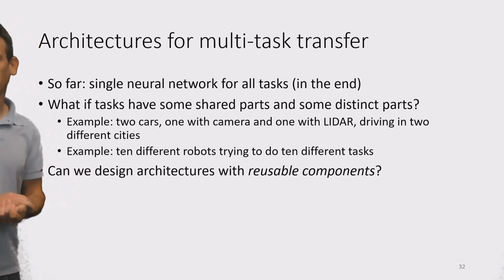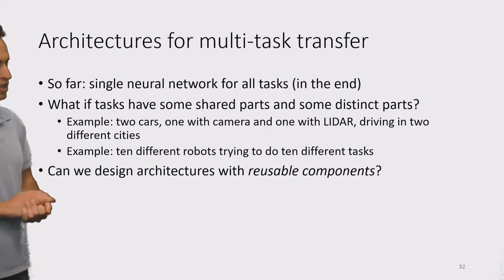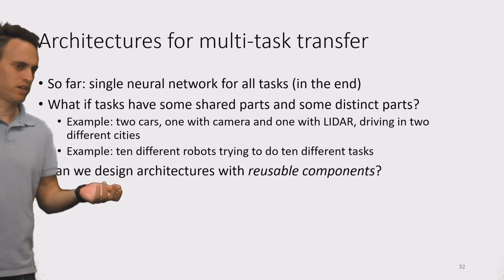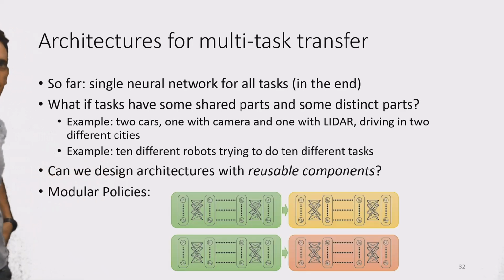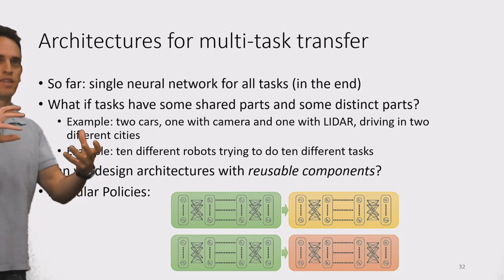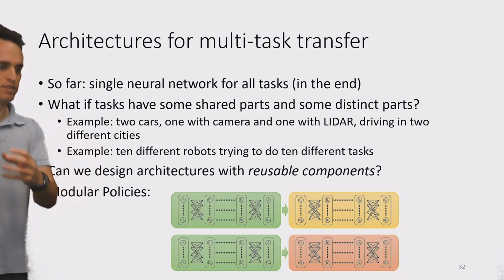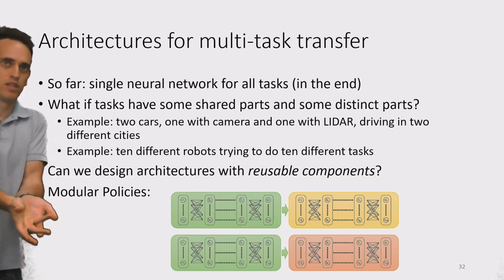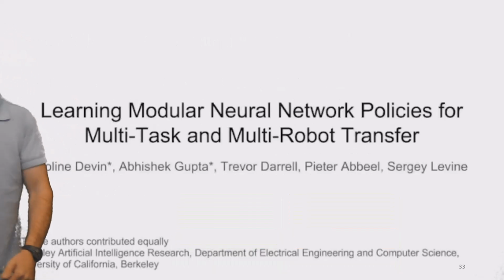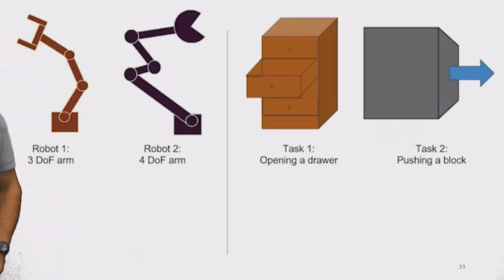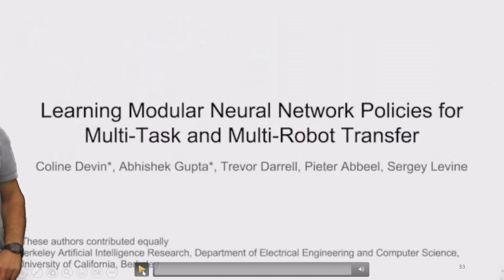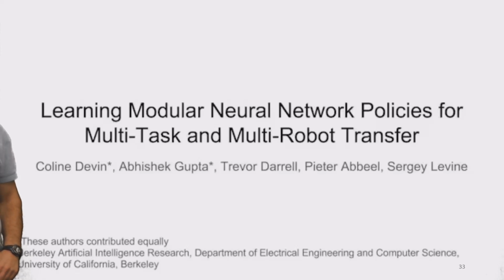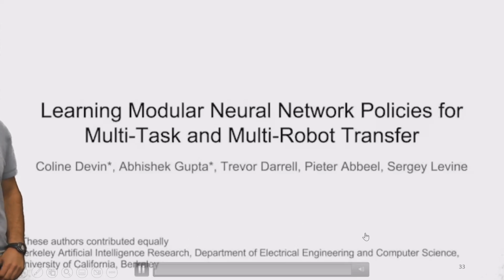So the question is, can we design architectures with reusable components that we can mix and match between the different tasks, the different robots, different cars, for instance, and stuff like that? So this is the idea behind training modular policies. So policies that have several sub-sections that you combine together based on the task at hand. So indeed, this is the idea behind the paper: learning modular neural network policies for multitask and multi-robot transfer. So let's see it.